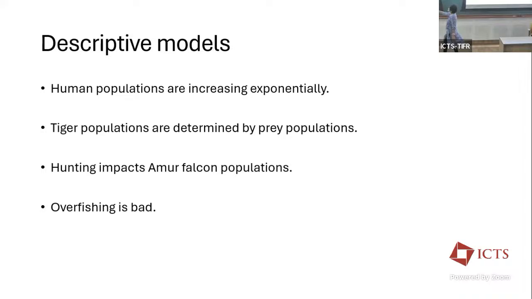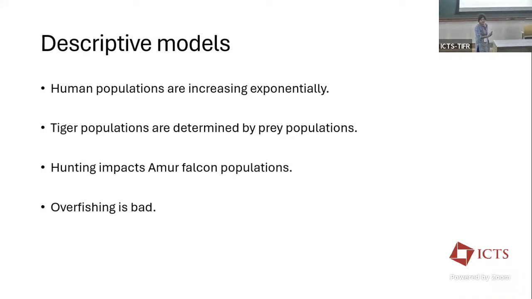Let's take one example. Tiger populations are determined by prey, or hunting, overfishing is bad. Let's take this one. Yeah, sure, overfishing is bad, but if we want to go out and test this model, if we want to collect data for this model, if we want to measure something about this model, does it lead us to it? Kind of does. It's very vague. So we might want it to be a little bit more specific.